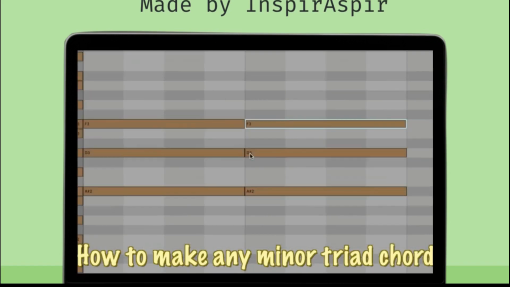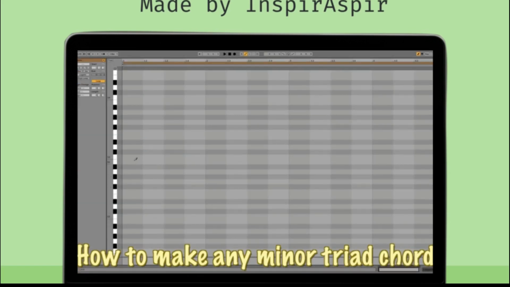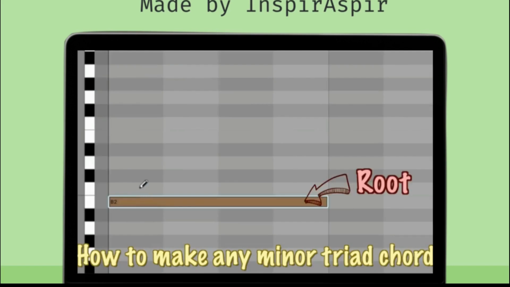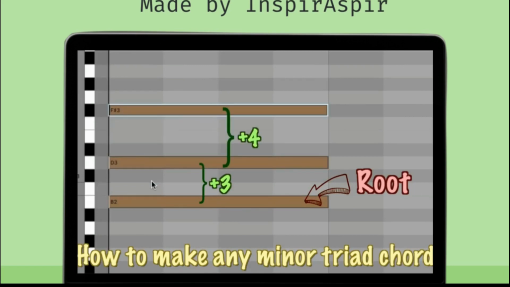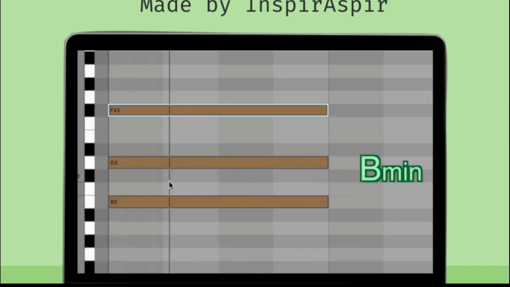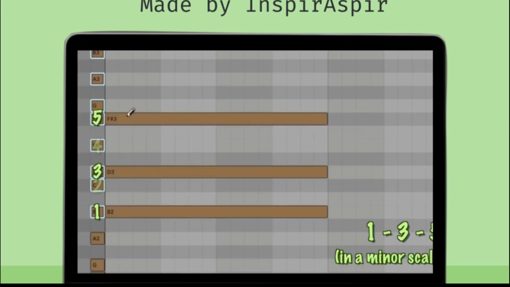In fact, the only difference from a major triad is you drop the second note down by 1 semitone. So to make a B minor chord, for example, draw in your root note at B, move up by 3 semitones, again, rather than 4 in a major chord, and then your third note 4 semitones above that. Again, this is still a total of 7 semitones above your root. From here, we have a B minor chord. And yes, this is still the 1, 3, 5 pattern if you're in a minor scale.